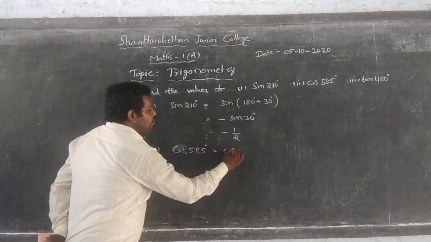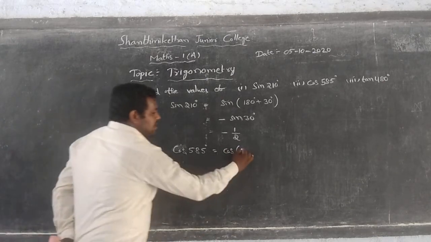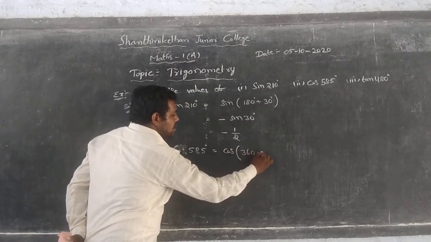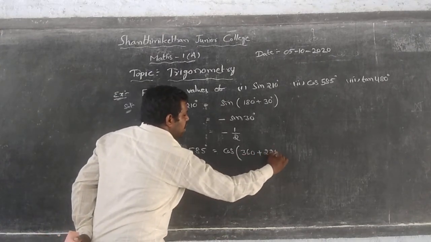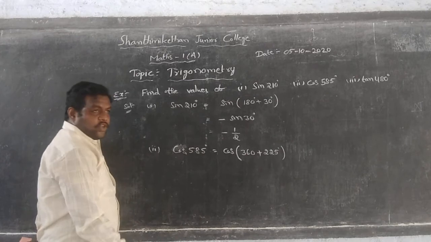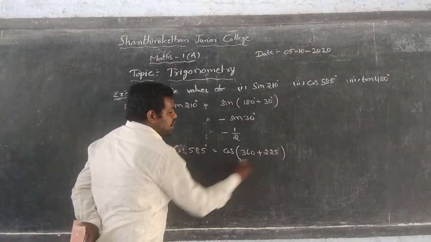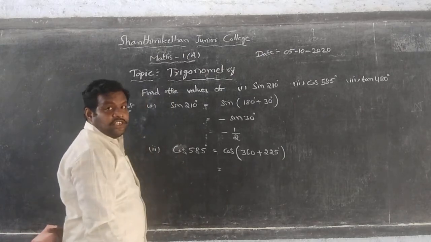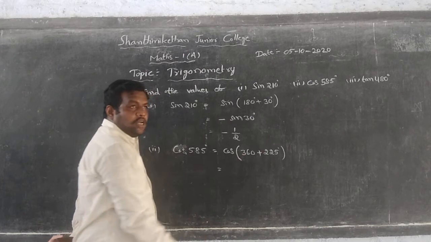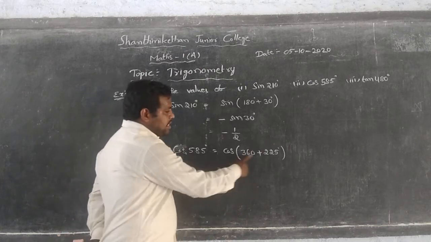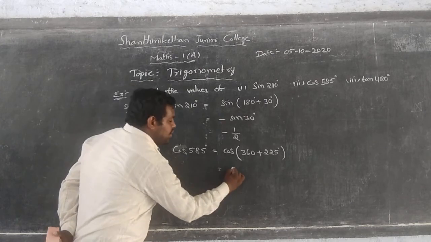Cos of 585 can be written, by using related angles, as cos of 360 plus 225 degrees. 360 plus 225 is 585. Cos of 360 plus theta: 360 plus theta is in which quadrant? First quadrant. In the first quadrant, all ratios are positive. 360 is an even multiple. Even multiple means the ratios will not change.